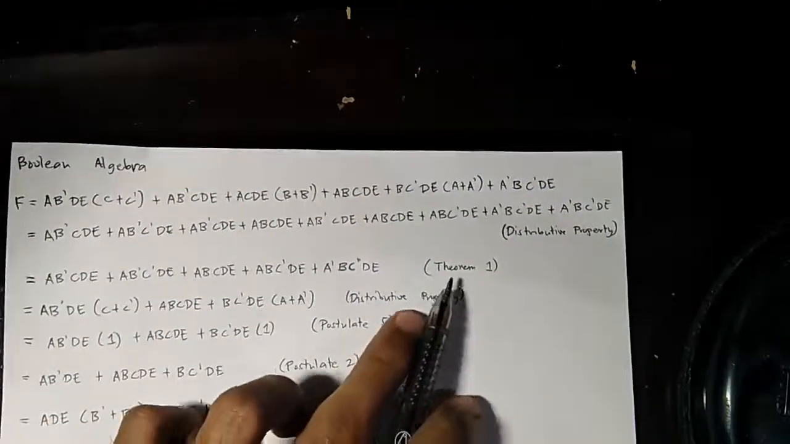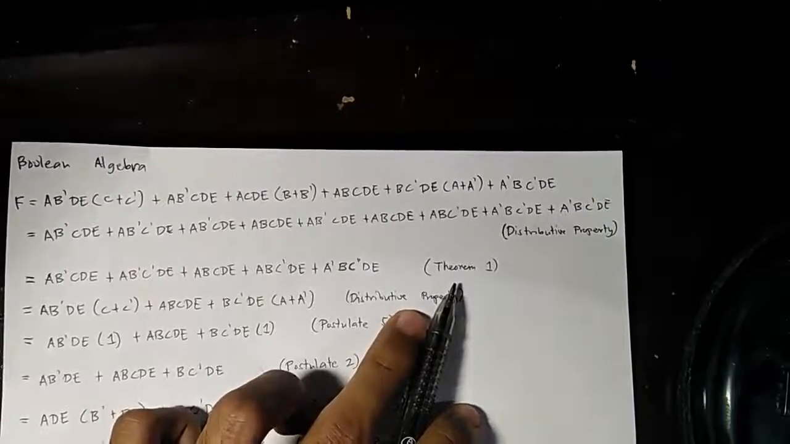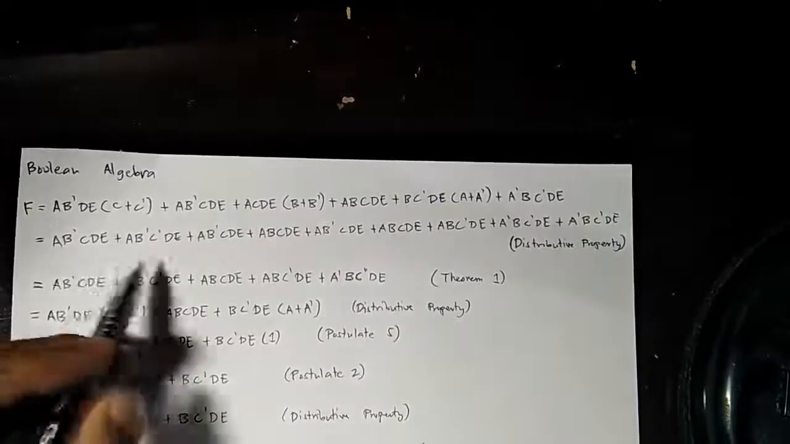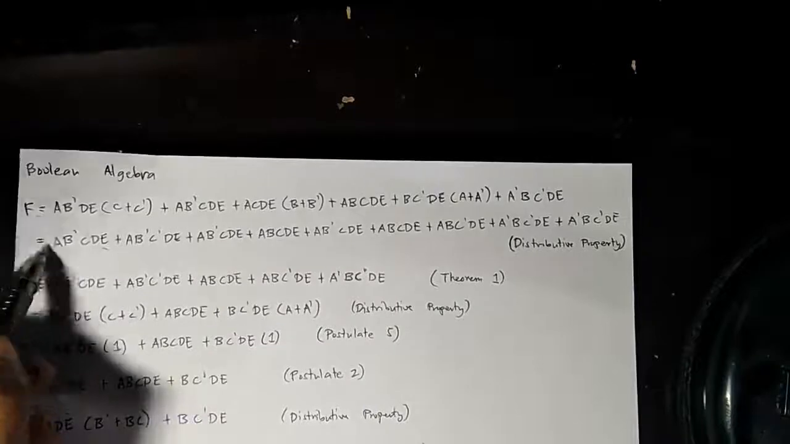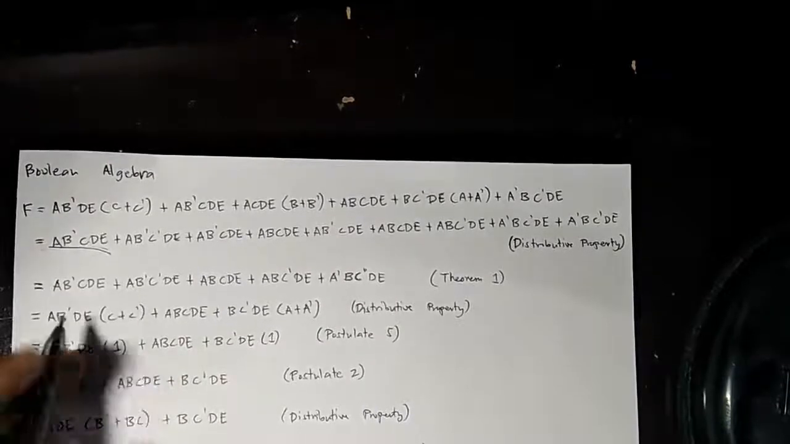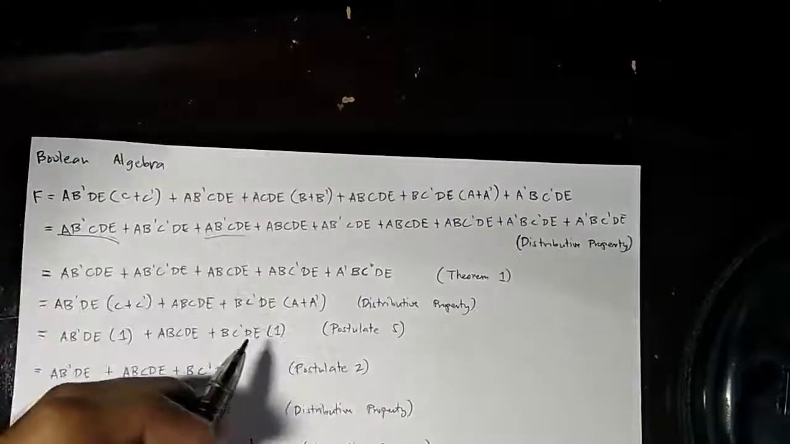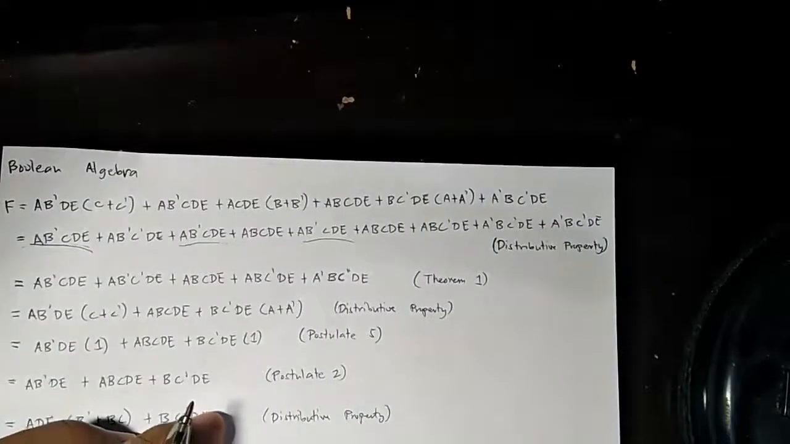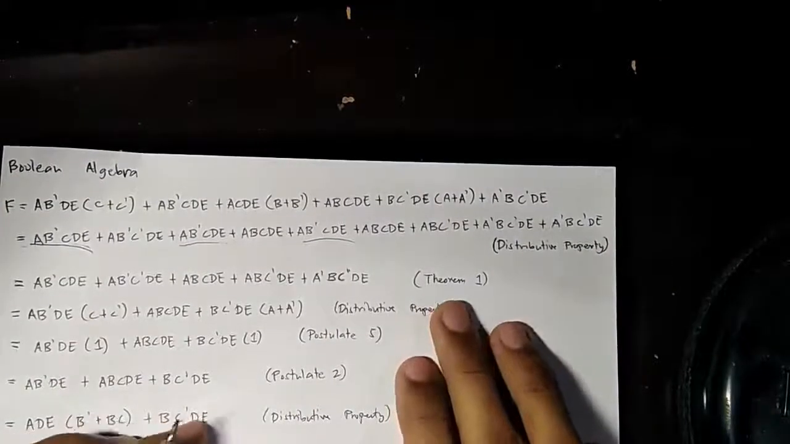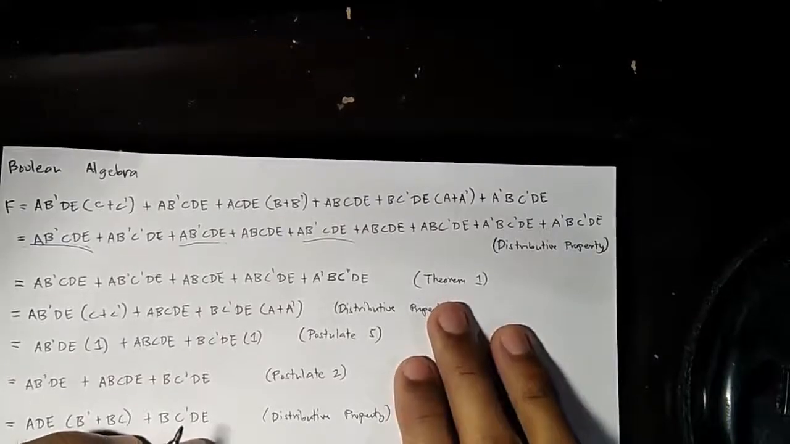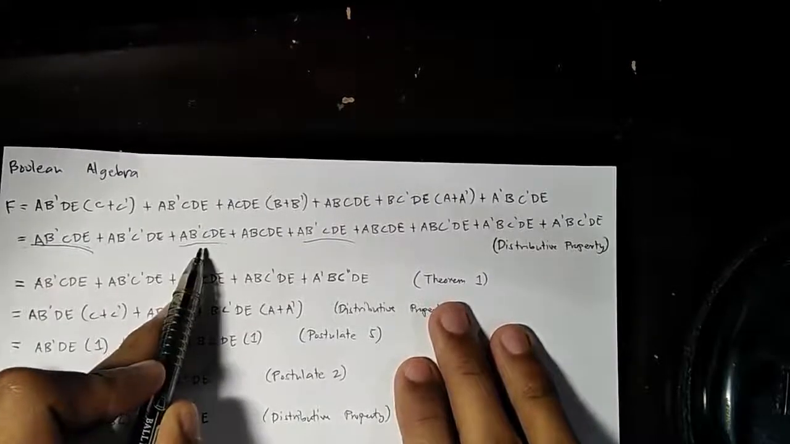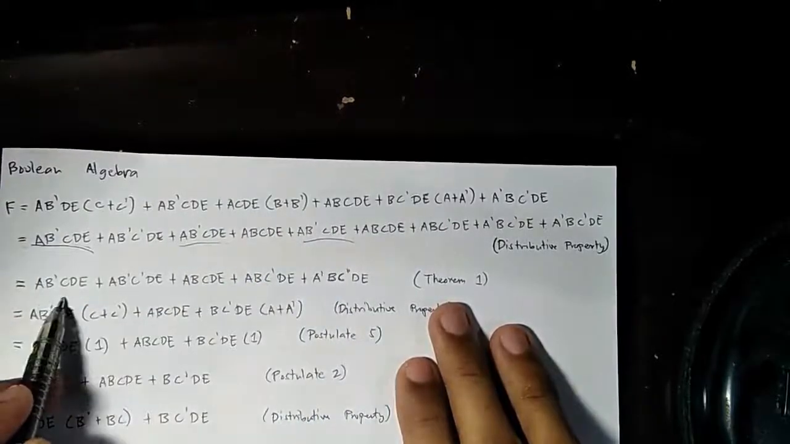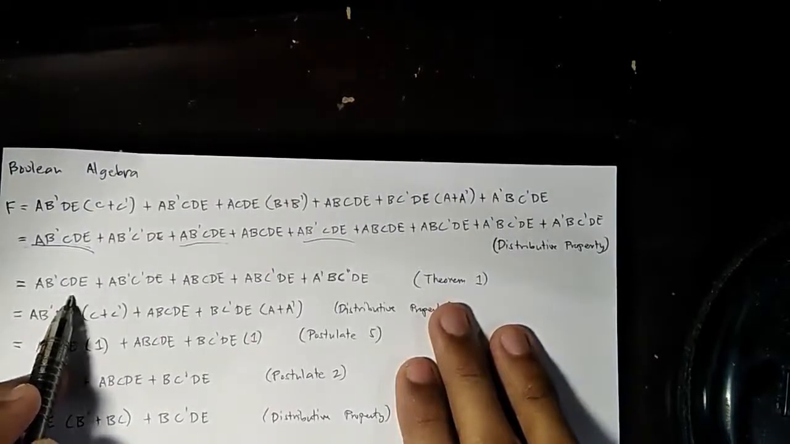Okay, by theorem 1, we're just gonna exclude those who have similar terms. What I mean is, same as here. Here we have AB'CDE. This is the same as this term, AB'CDE. We have also AB'CDE here. And according to theorem 1, x OR x is equal to x. So if this term ORed by this term will be the same term, and ORed by this term will be the same term. So here is a single term, AB'CDE.